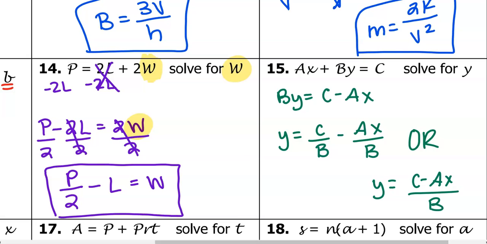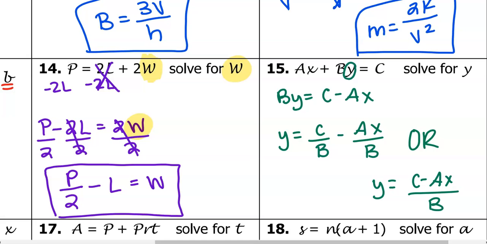The first thing you should do here is subtract AX to the other side. So you have C minus AX. We're trying to get the Y by itself. Then we're going to divide everything by B. So we divide C by B, and we divide negative AX divided by B. Nothing simplifies. You can keep it looking as two different fractions, or you can write it as one fraction below. Technically, both are correct.